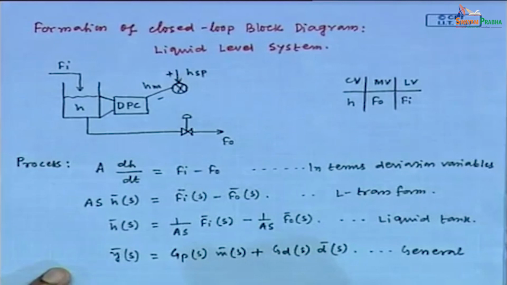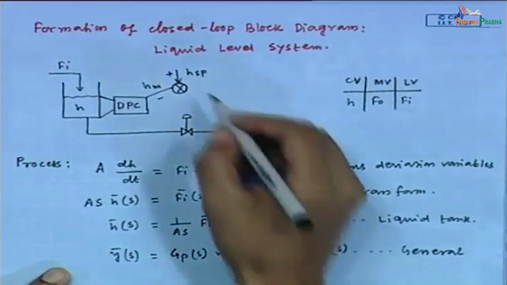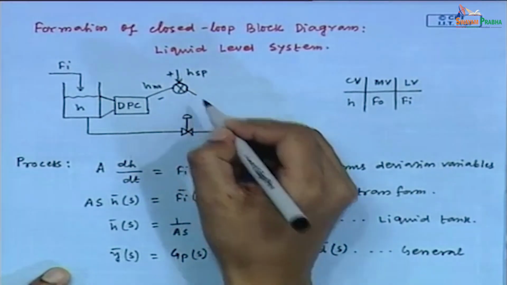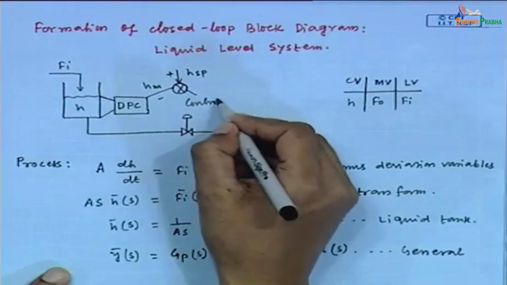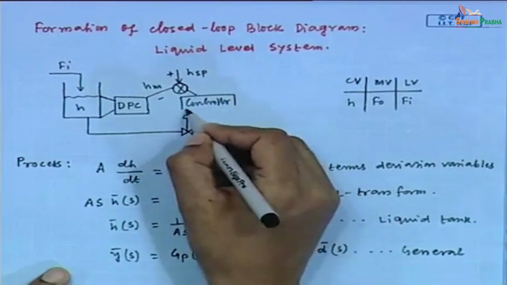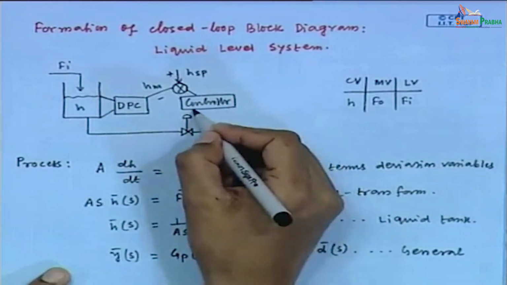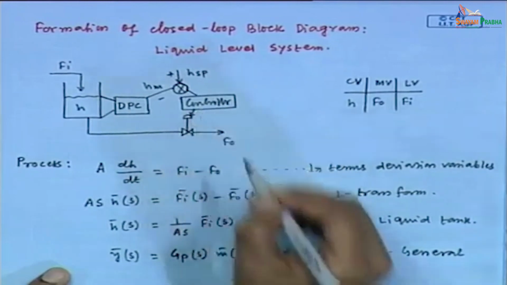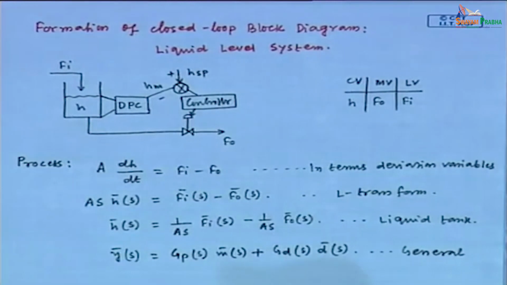Measured height is compared with set point value. Then this error signal is supplied to the controller and controller action is implemented through the final control element. This is the control configuration of the example liquid level system.